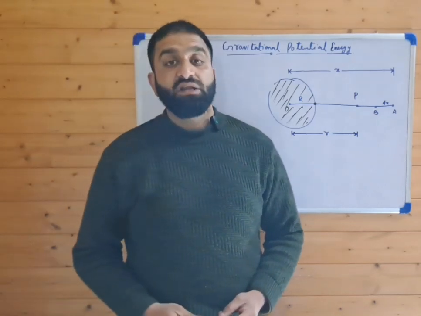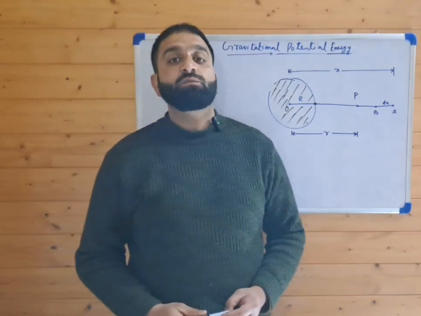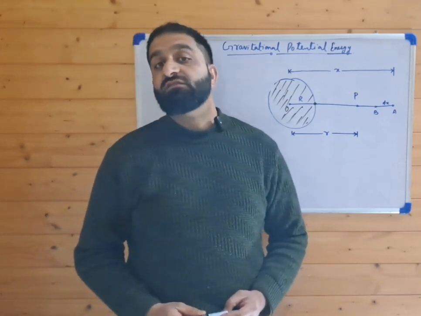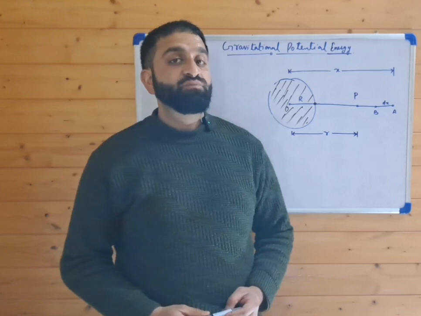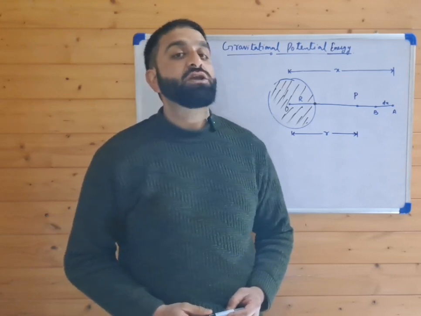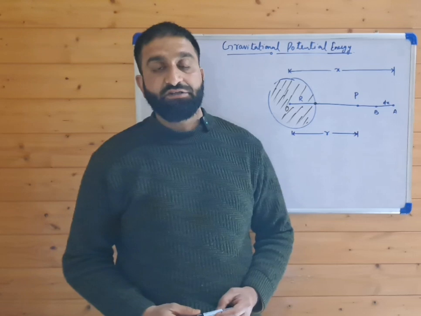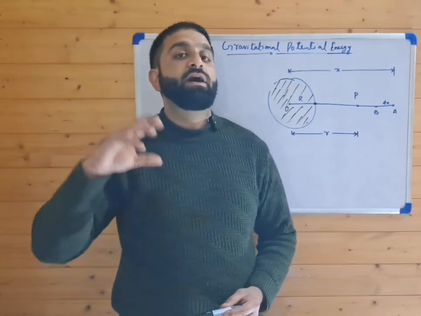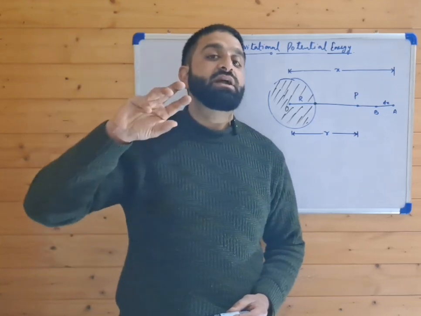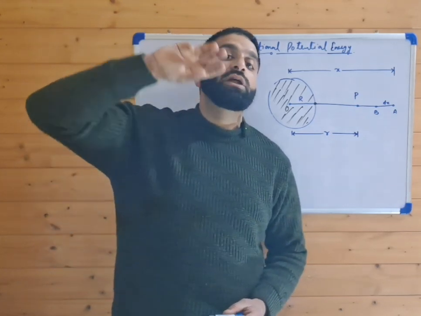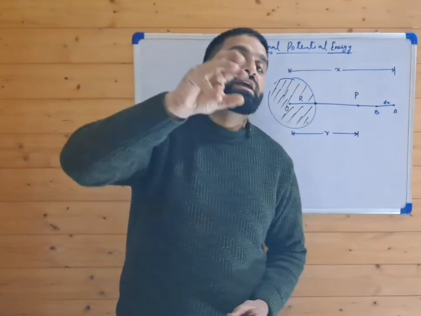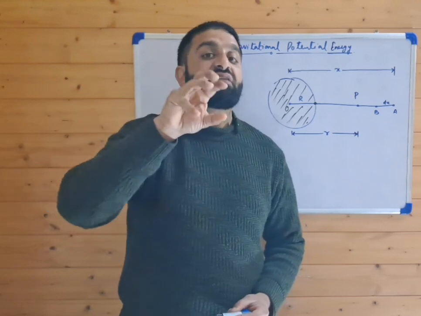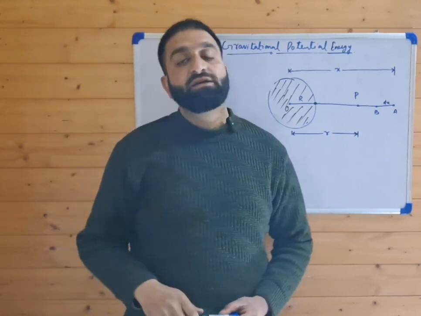Discussing gravitational potential energy. The gravitational potential energy of a mass in a field is defined as the work done in bringing that body from infinity to that point without acceleration. That means if a body is outside the gravitational field of another body, the work done in bringing that body from infinity to a point in the gravitational field of another body is defined as the gravitational potential energy of that body.